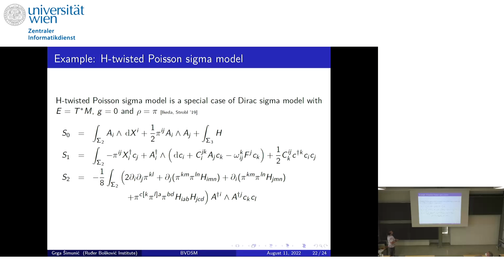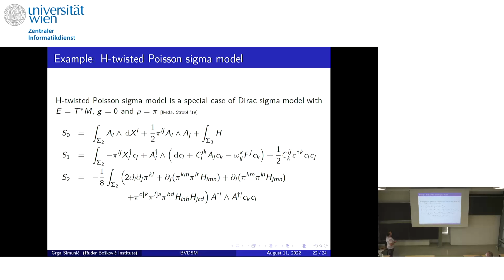Okay, and there is also an example of the H-twisted Poisson sigma model. Basically, it has a similar form. So there, what shows up is this product of two H's that comes from the basic curvature.